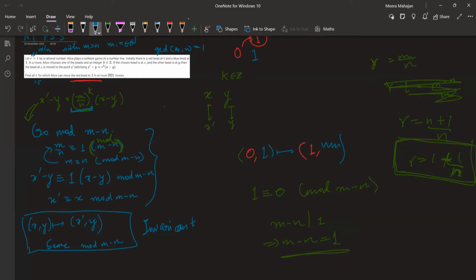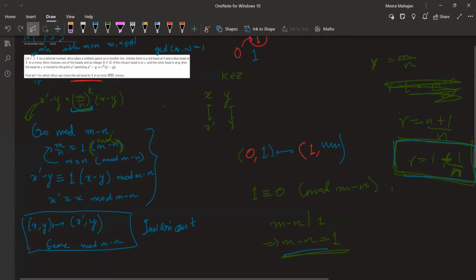And hence, under any move mod m minus n, the position of the beads remains the same. So this is an invariant. You are starting the red bead at 0 and ending the red bead at 1, because that's what the problem asks. But modulo m minus n, the position of the bead remains the same, and hence 0 must be 1 mod m minus n, which implies m minus n is 1. And that just gives that r is of the form 1 plus 1 over n. Is this clear to everybody?